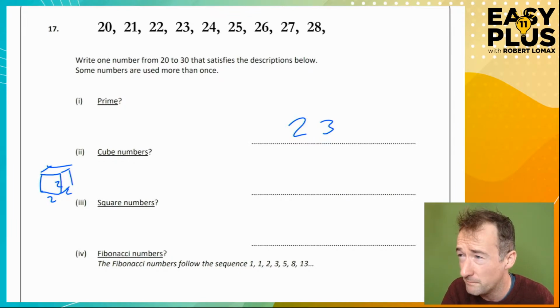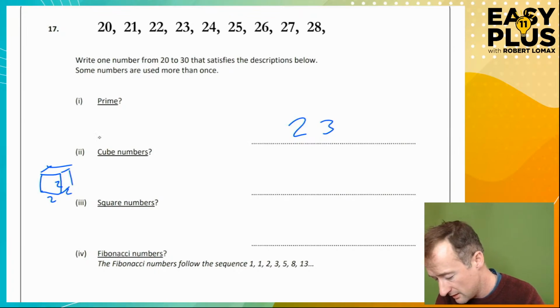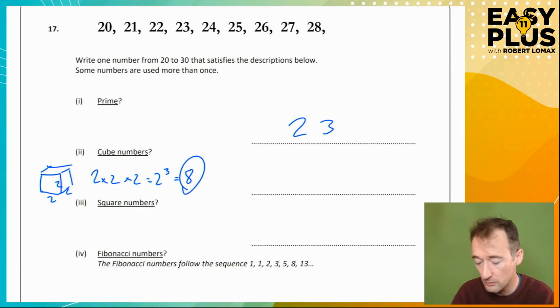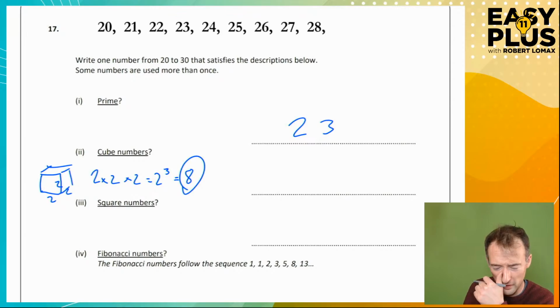A cube number is what you get when you times a number by itself and then by itself again. Yes, that's the one. So, for example, if we had 2 times 2 times 2, that's 2 cubed. And it's 2 times 2 is 4 times 2 is 8. So 8 is a cube number. 2, we wouldn't say that's a cube number on the basis of this because then anything could be a cube number because you could say 1.2 times 1.2 times 1.2 or whatever.